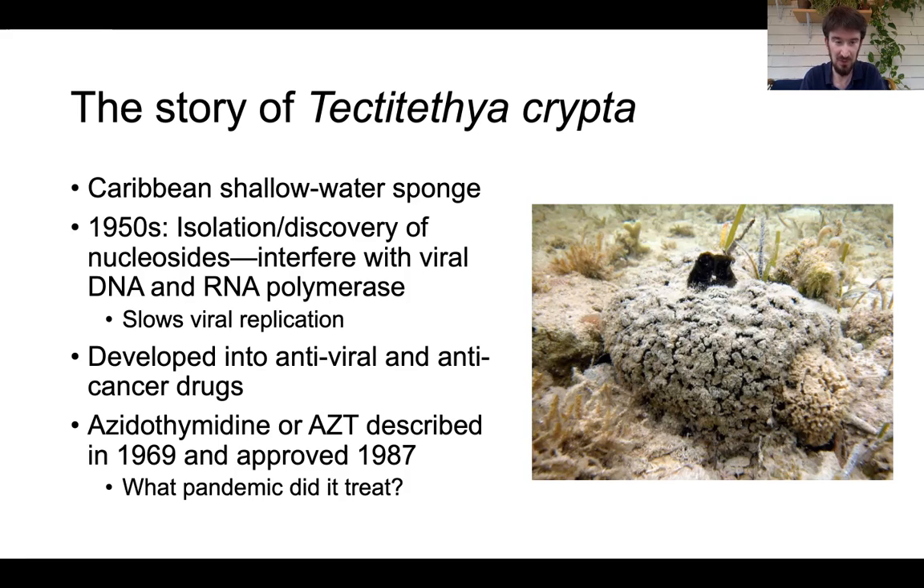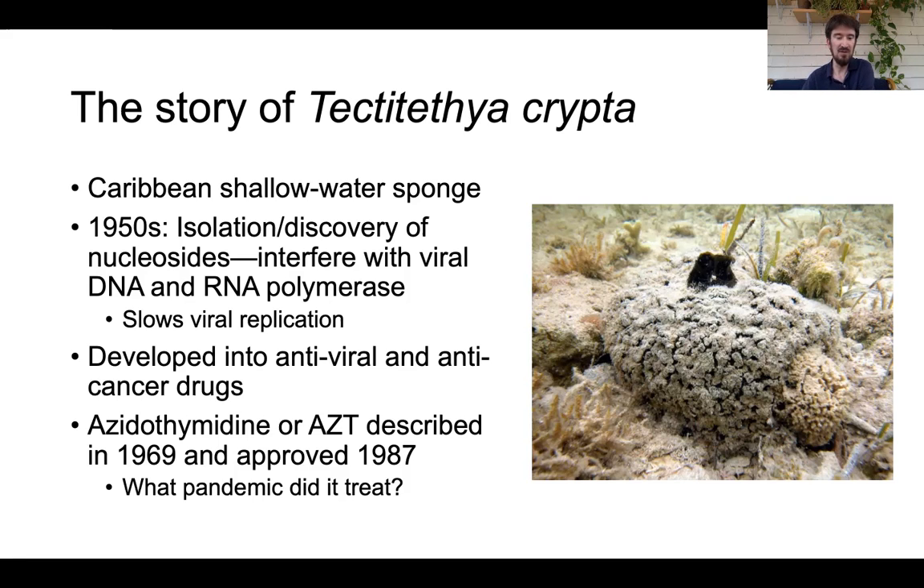But don't be fooled, it's a pretty amazing critter. In the 1950s, scientists isolated and discovered something called nucleosides, which are molecules produced by this sponge that interfere with viral DNA and RNA polymerase. So the result of that is that viruses' replication is slowed, right? So they're not able to make more gene copies, they're not able to reproduce. And so these nucleosides were used to develop antiviral and anti-cancer drugs.